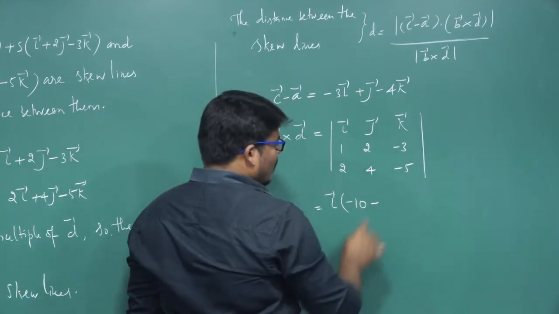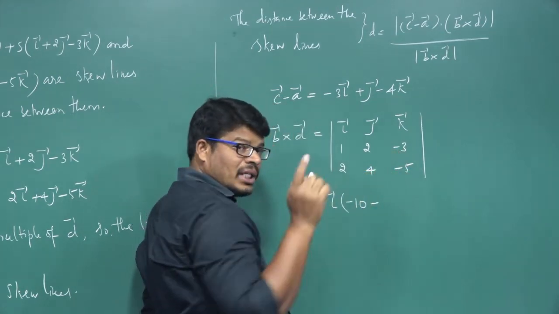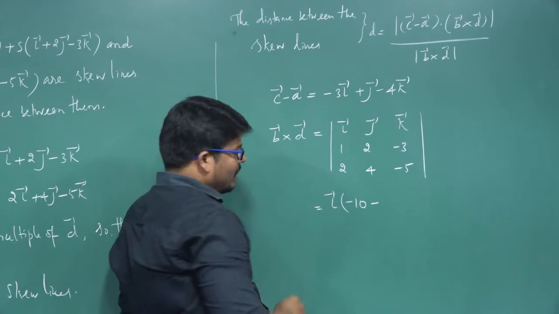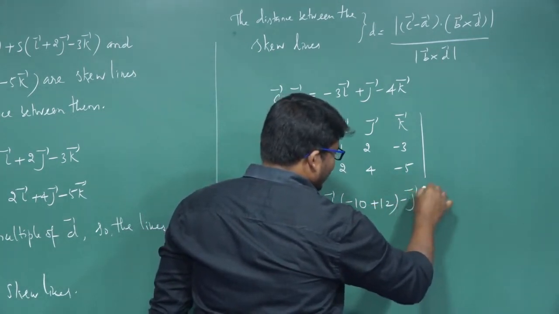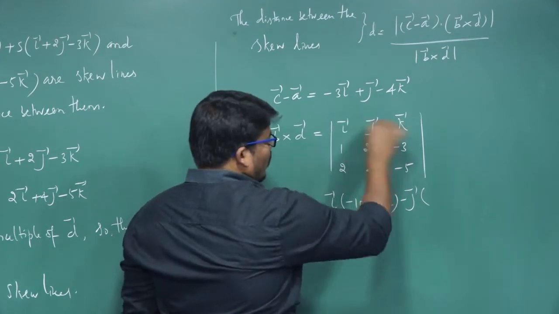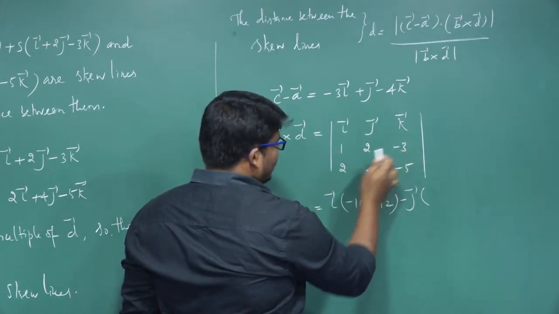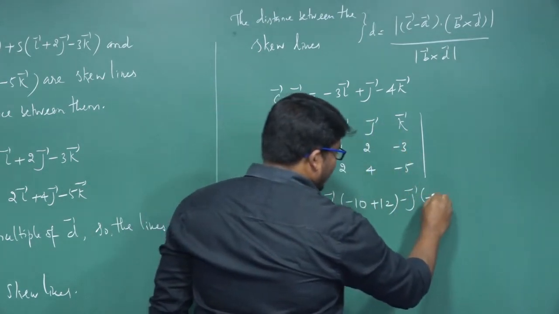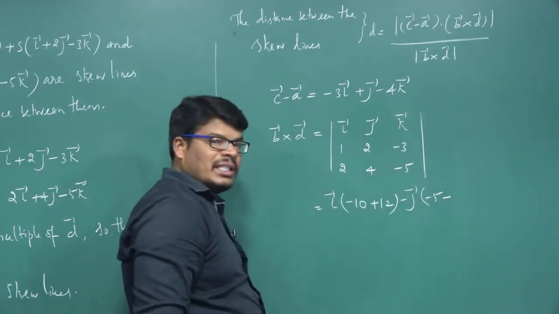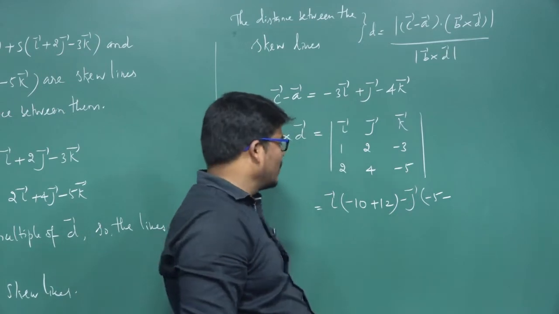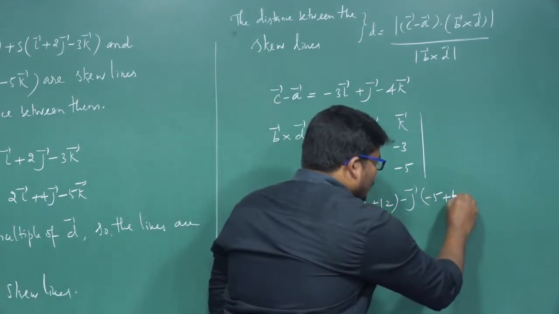Minus 4 into minus 3 is minus 12, and the formula is minus, so 4 threes are 12, giving minus 10 plus 12. Next, taking the element j vector, eliminating its column and row, getting the minor matrix 1, minus 3, 2, minus 5. 1 into minus 5 is minus 5. Minus 2 into minus 3 is minus 6, and the formula sign is minus, so 2 threes are 6, giving minus 5 plus 6.